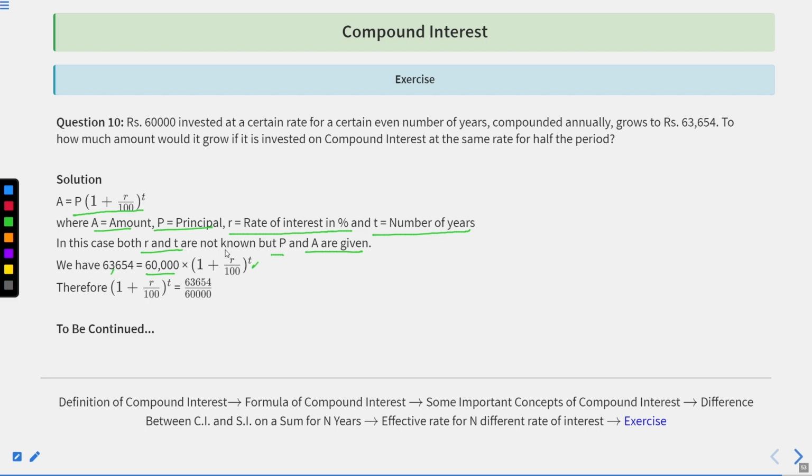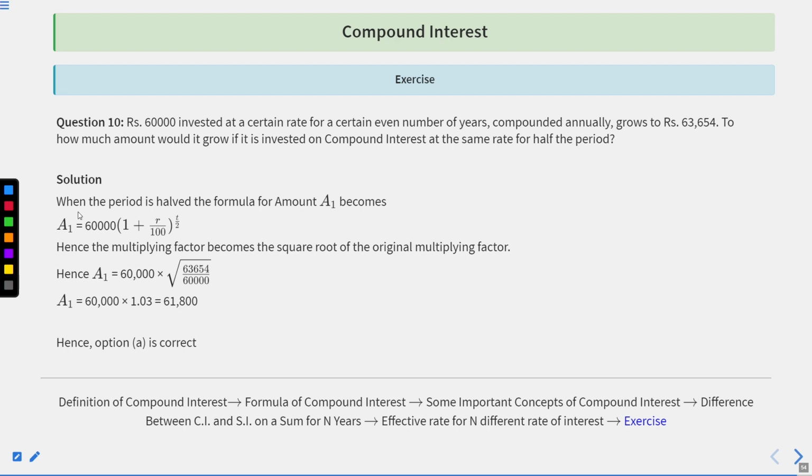So simplify this. When the period is half, the formula for amount A1 becomes A1 equal to 60,000 into (1 plus R upon 100) to the power T by 2. Hence the multiplying factor becomes the square root of the original multiplying factor. Hence A1 is equal to 61,800. So the option correct here is option A.